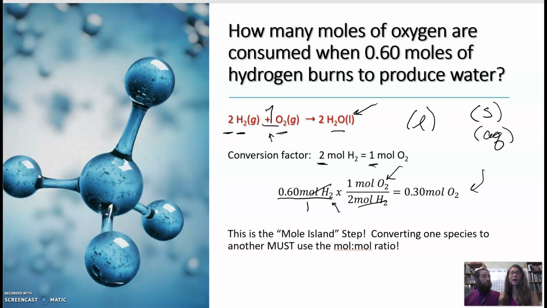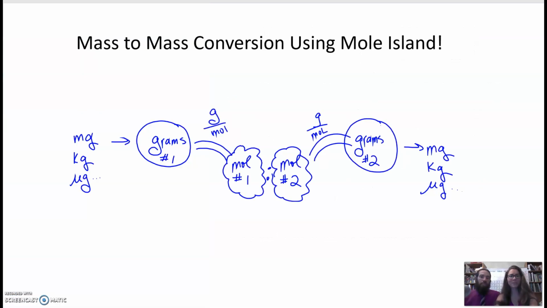So this is our mole island step. Remember when we did the compound stoichiometry and the example we gave you was calcium chloride? That was a mole-mole relationship, and we could go from the number of atoms of calcium to the number of atoms of chlorine. We're doing the same thing. We have a mole island piece, and that is converting from one thing to another using moles. So our mole island just got a whole lot bigger, because initially we were just going from grams to moles, or from a count, using Avogadro's number, we could go to moles.